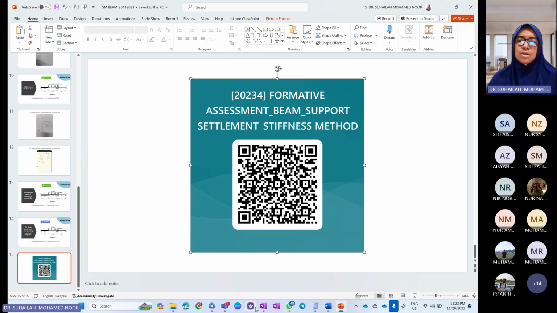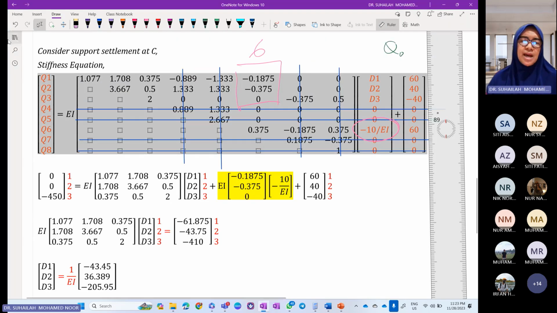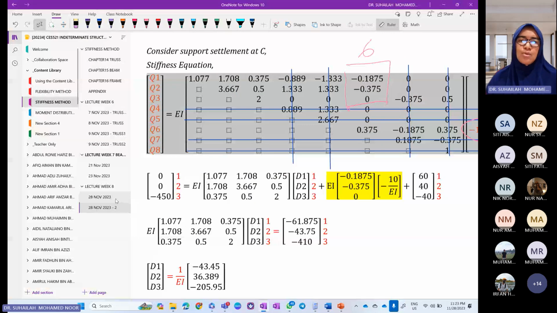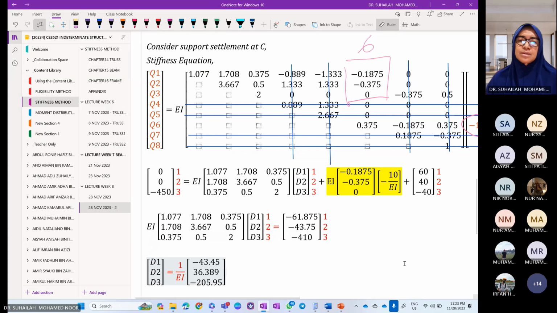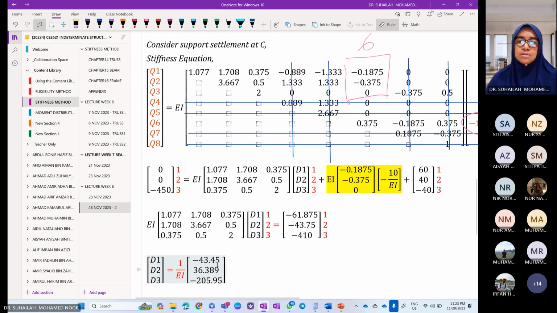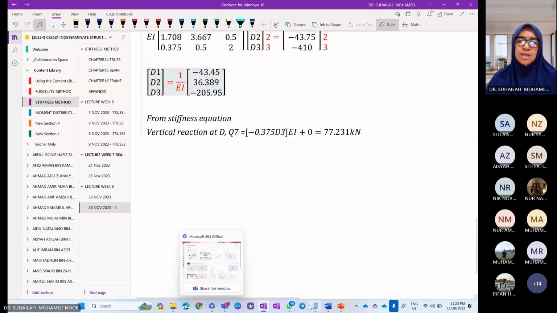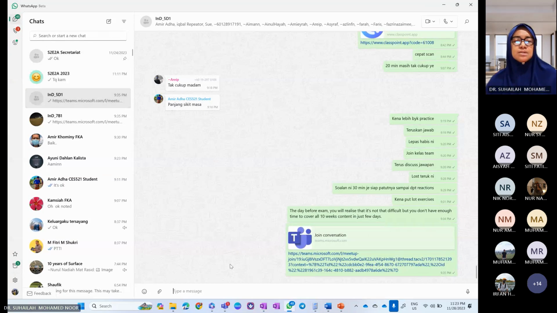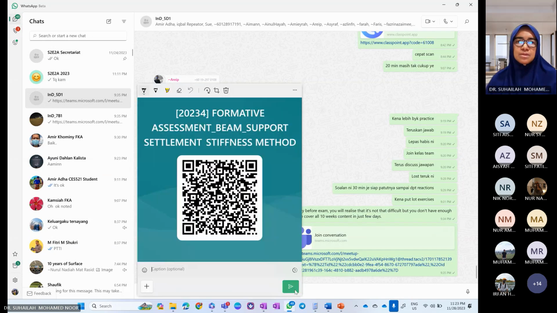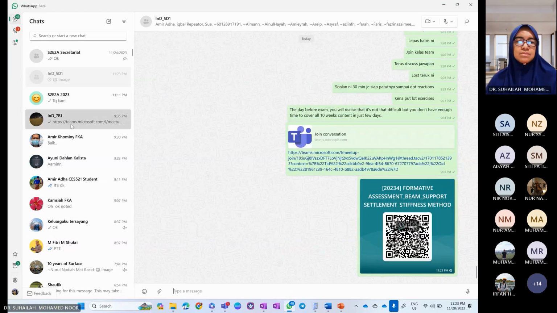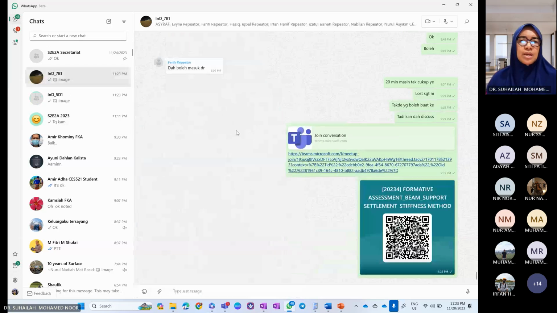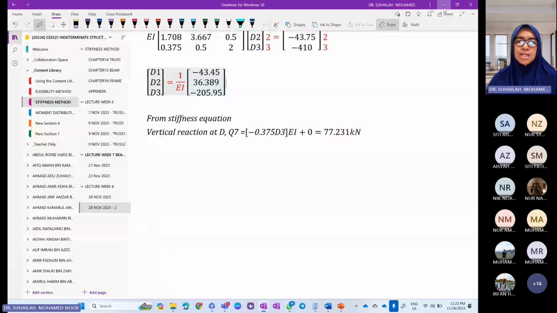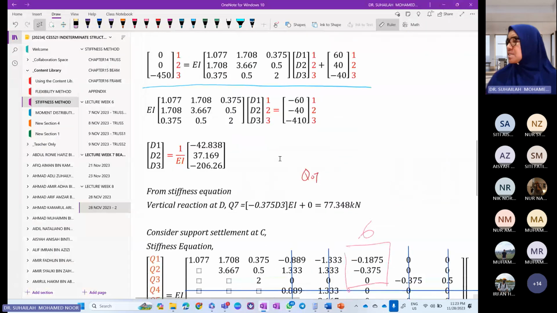Okay, so even though benda ni dah ada dekat sini, I want you to submit as proven that you buat lah. Okay, as proven you attend this session. Okay, please submit by tomorrow. Okay, complete this and submit. Okay, that's all. Thank you very much.